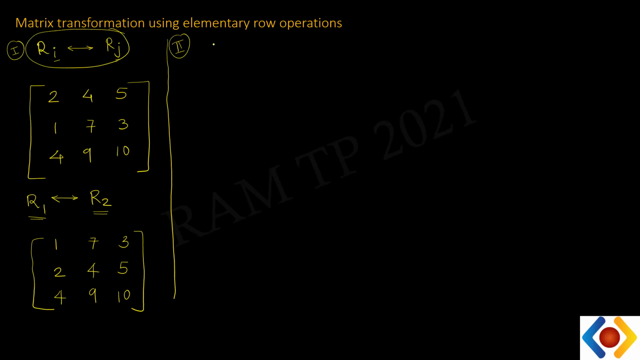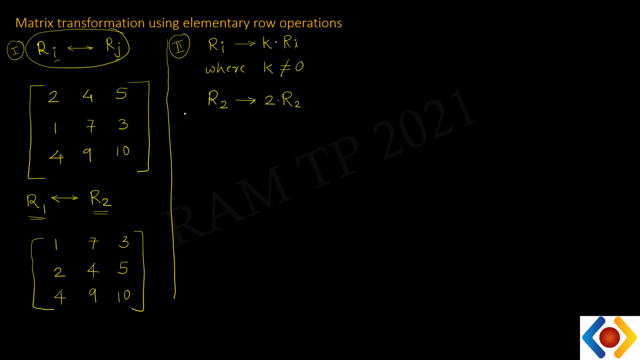Second transformation. Ri, now remember this line has just an arrow on the right-hand side. I'm transforming Ri by multiplying it with some constant k, where k is not equal to 0. We will stick to this matrix only. Let's say I want to perform this operation, say R2, I'm going to multiply this with, say, 2.